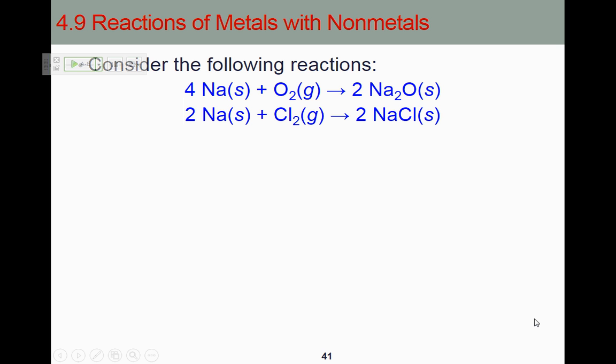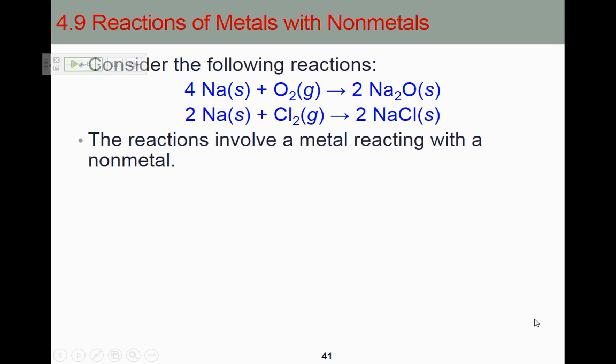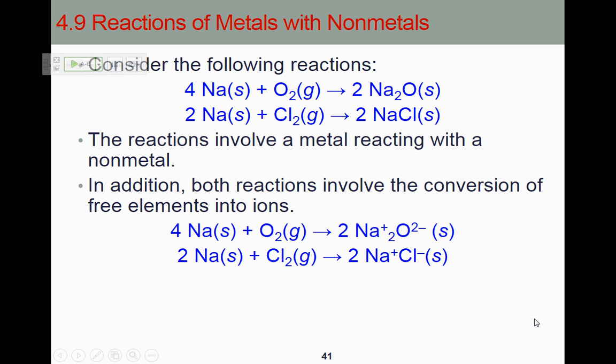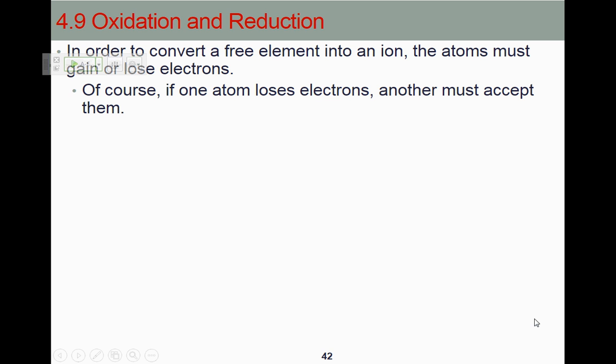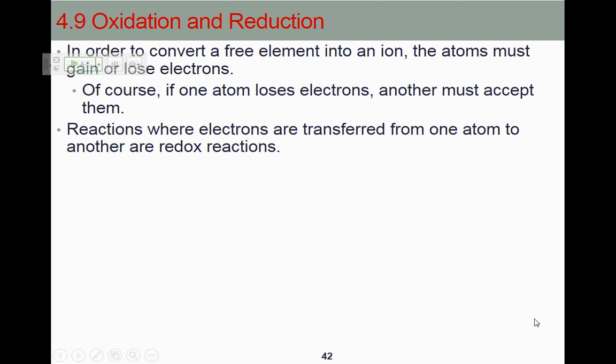So if we look at these 2 reactions, another reaction is the reaction of metals and nonmetals to form those anions. So what we're doing is an exchange of electrons to form those anions. So we're converting free elements into ions by transferring electrons. So something has to lose electrons and something has to gain electrons. So that's where we're going with our redox reactions.